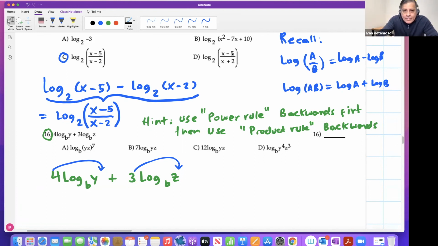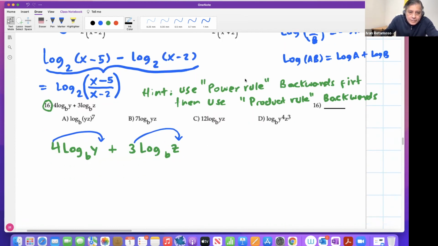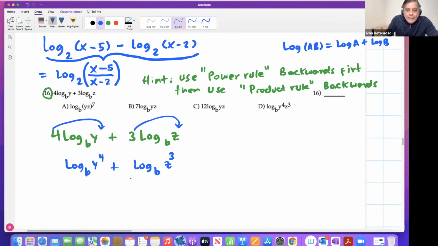Excellent. First, deal with exponents. Put this with the constants, I would say. Put them back as exponents this way. Log base b of y to the 4th power, putting this backward, plus log base b of z raised to the 3rd power. Great. And now condense.